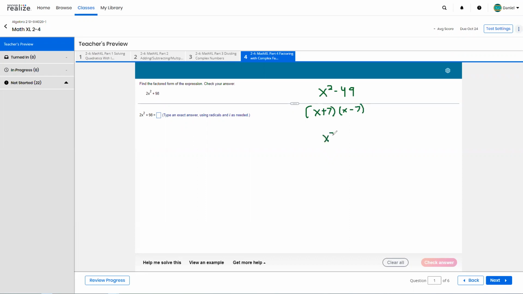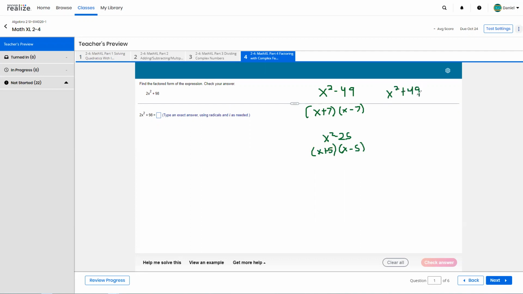If you had x squared minus 25, you would get x plus 5 times x minus 5. So whenever you have the difference of 2 squares, you just take the square root of both. The square root of x squared is x, the square root of 49 is 7, and then it's just plus or minus.